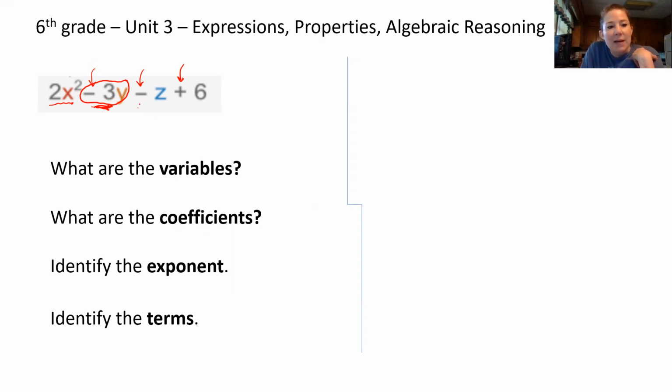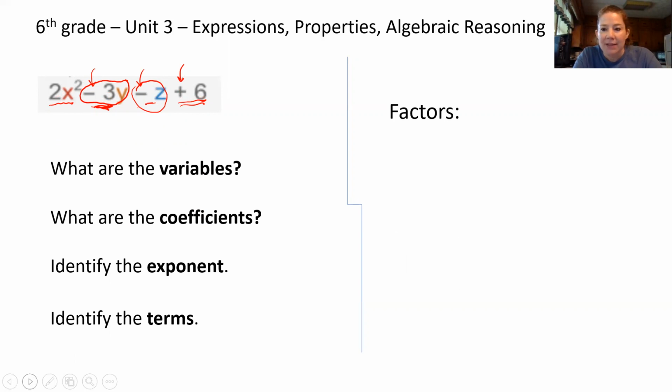Here we have a minus sign, which means z is another term. However, like I said, that sign in front of it belongs to whatever that number or that variable is. So this term is negative z. And then we see plus 6, which simply means this is a positive 6. So the last term is positive 6. The terms are 2x squared, the second term is negative 3y, the third term is negative z, and the fourth term is positive 6. So we have 1, 2, 3, 4 terms.